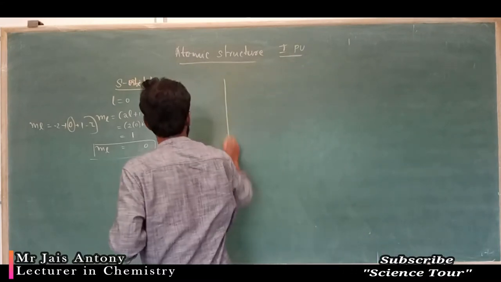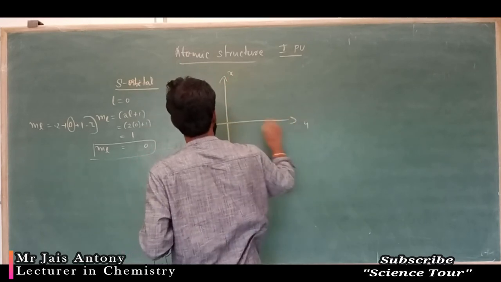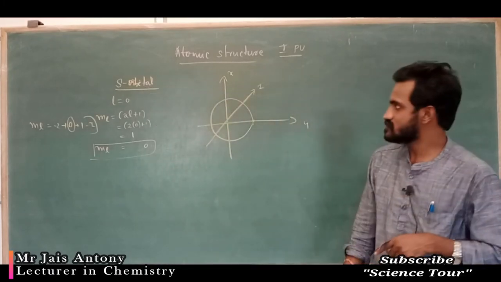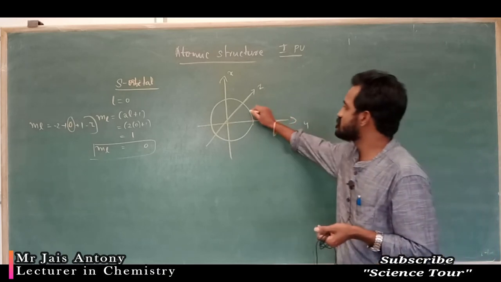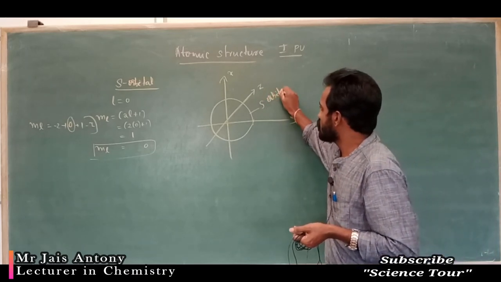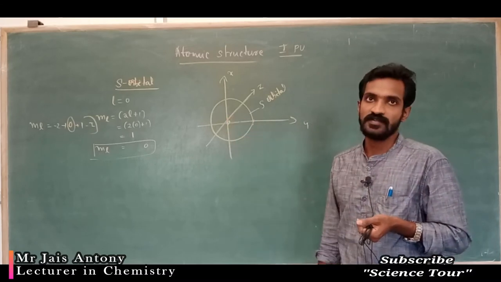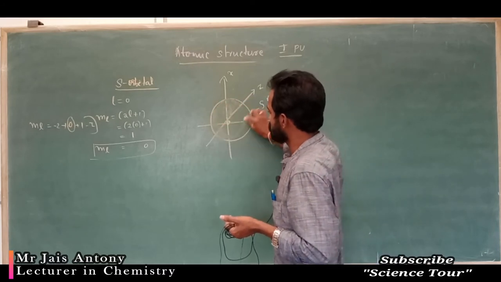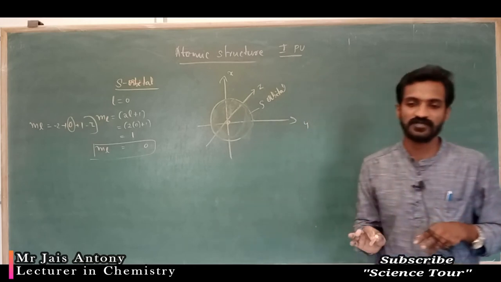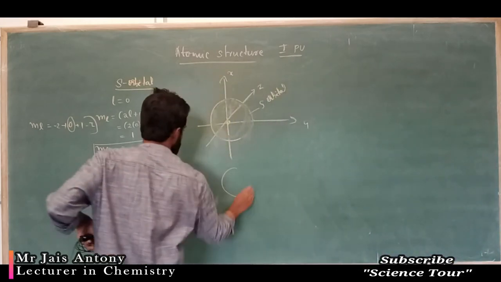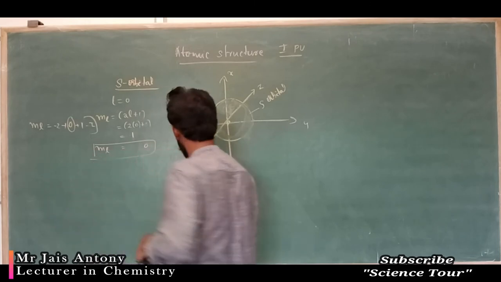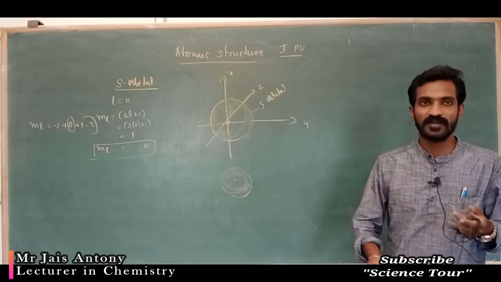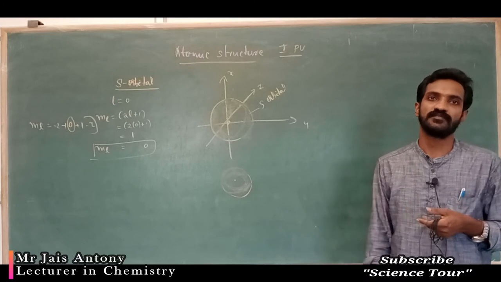If you draw x axis, y axis, z axis, how can we draw one spherical shape like this? This is actually s orbital, and this is nucleus, understood? Electron density everywhere is the same. Here also electron density is the same. I just used these axes, don't get confused. If they ask for s orbital, you just draw like this, this is enough. Electron density is the same everywhere because there is no particular orientation, it only shows spherical shape.